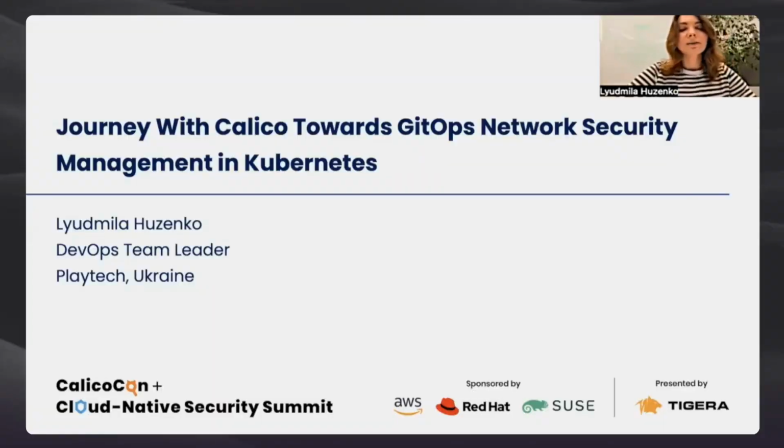Today, I'm going to present a topic for Kubernetes security, and in particular about securing connections between Kubernetes pods in your Kubernetes environments. In today's session, I'm going to talk about our journey with Calico towards GitOps network security management in Kubernetes. My team has been recently working on the project migrating our current Nomad-based environment to a new Kubernetes solution based on the EKS cluster.